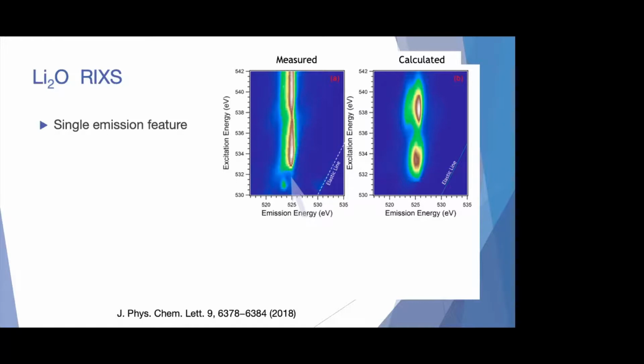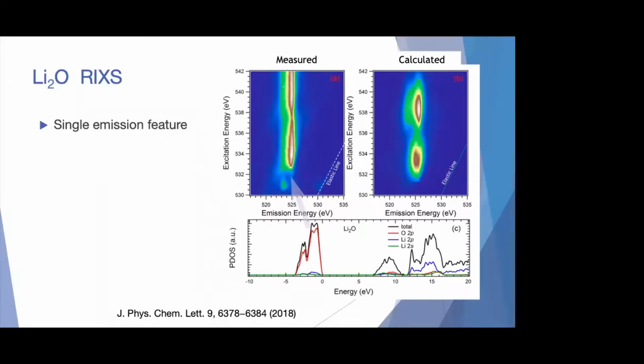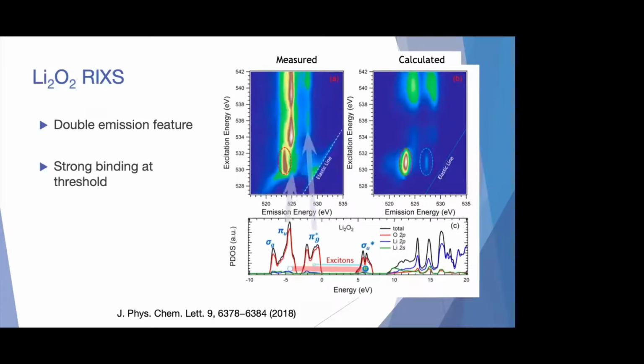What we can notice in the lithium oxide is that there's a single emission line, single feature. And this isn't too surprising. If we look at the density of states in the system, we see that in the occupied bands, there's this single large lump of oxygen 2p states. And so this leads to a single emission line. If we go now instead to lithium peroxide, we can first note that there are two emission features now. And this, once again, arises naturally from the density of states. The oxygen 2p occupied states are split into two groups.